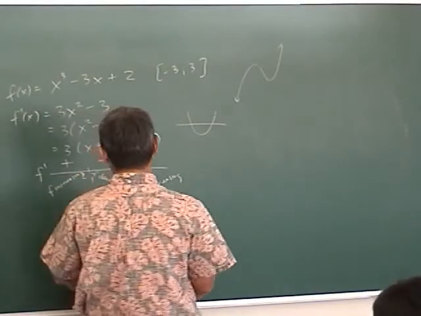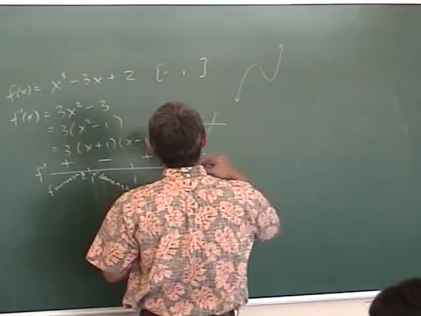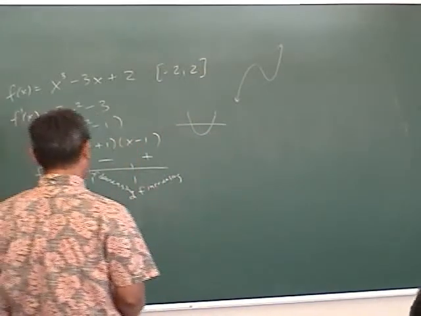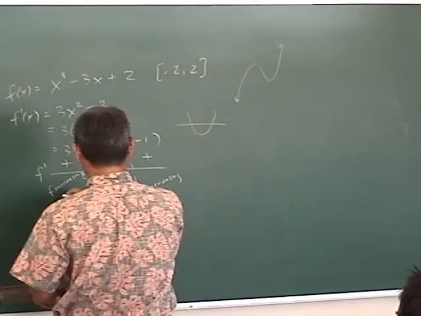In fact, you know what? I'm going to change my mind. I'm just going to restrict it from -2 to 2. That'll make it easier for us. Okay, so this is what we got. We got a function that's going up, down, then up.